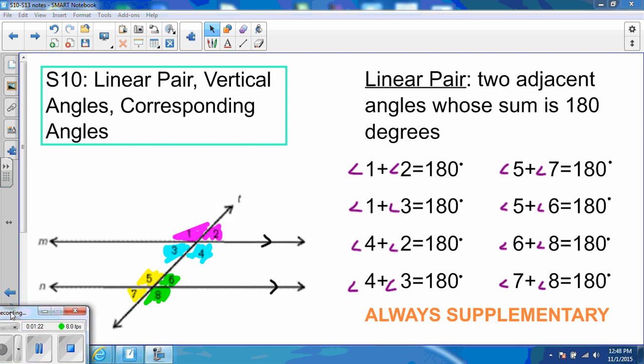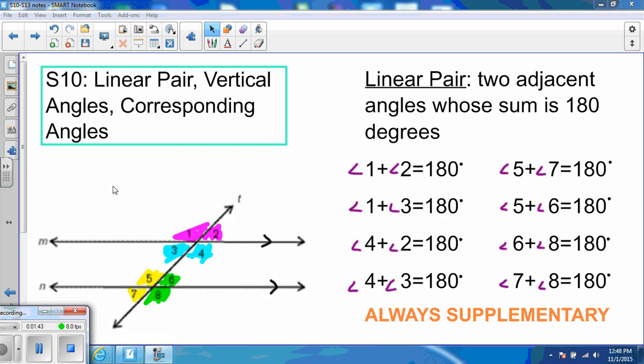Okay, so standard 10 will be linear pair, vertical angles, and corresponding angles. First of all, linear pair, that should just be a review. Two angles that are adjacent to each other whose sum is 180 degrees. So for example, angles 1 and 2 here, two different angles, they're right next to each other and they form a line. So they add up to 180 degrees.